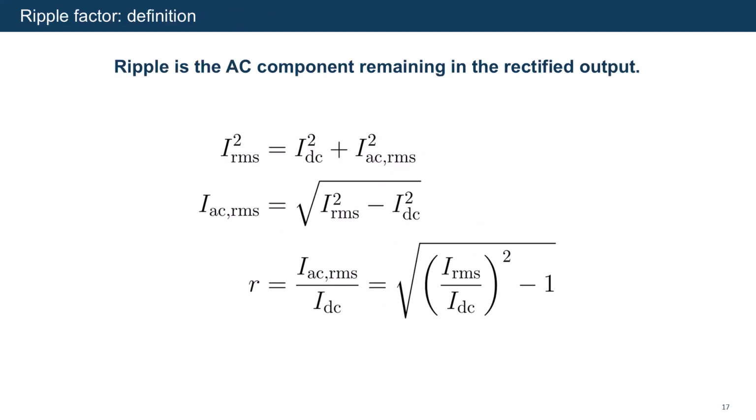A pulsating output contains a DC component and an AC ripple component. Their RMS squares add. Solving for the RMS ripple current and dividing by the DC current gives the ripple factor. A smaller ripple factor means an output closer to pure DC before filtering.